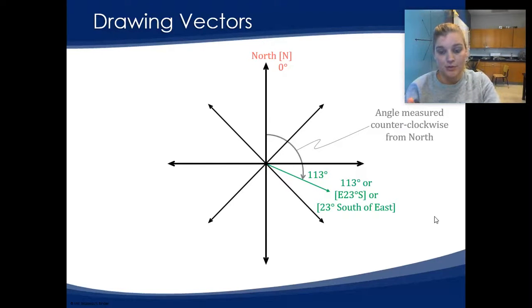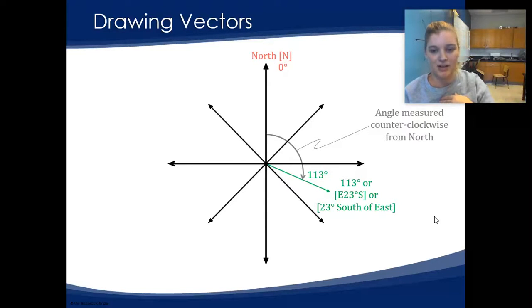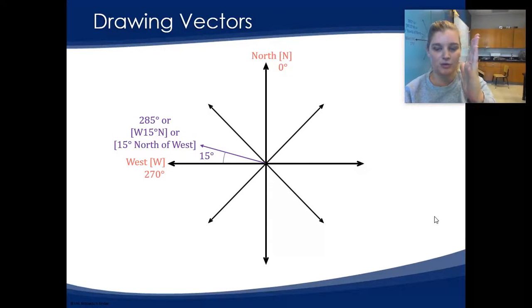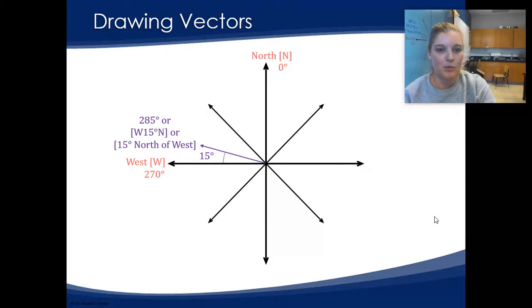For that second one, where it says east 23 degrees south, you go to east, and then you go 23 degrees south. So 23 degrees south of east, you start at east and go to that 23 degrees south. The other example is 285 degrees. So we have to go from north, and we go all the way around. And we can also say that that is west 15 degrees north, which means that you go to west and then go towards the northern direction 15 degrees.